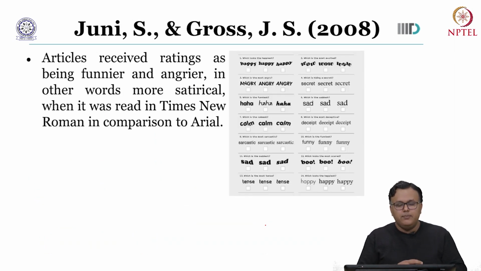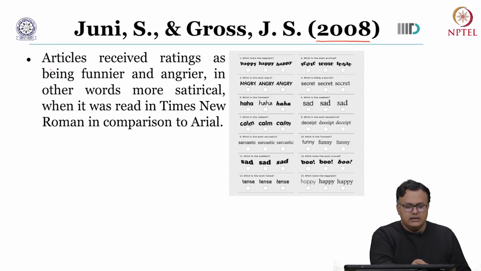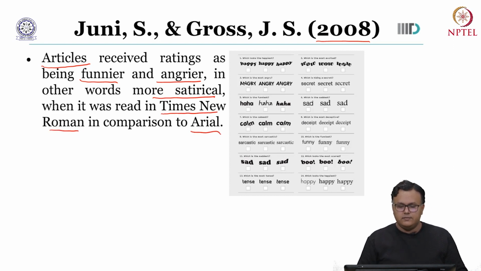Now, let's look at a bit relatively recent work. So, in this, Juni and Gross, in their work from 2008, they got a set of labelers who added ratings. Now, these ratings were given to articles as being, let's say, funnier and angrier, or in other words, more satirical. And they wanted to compare Times New Roman font with the Arial font.